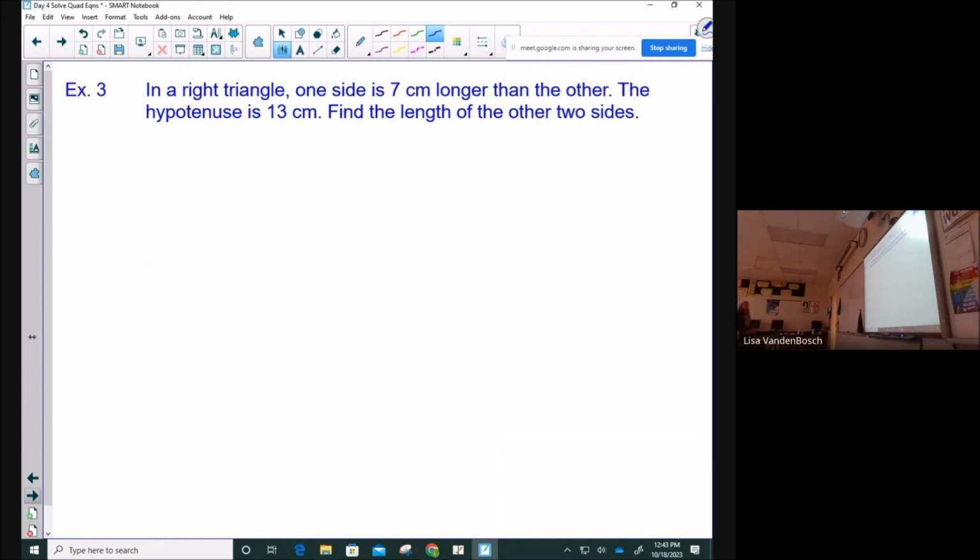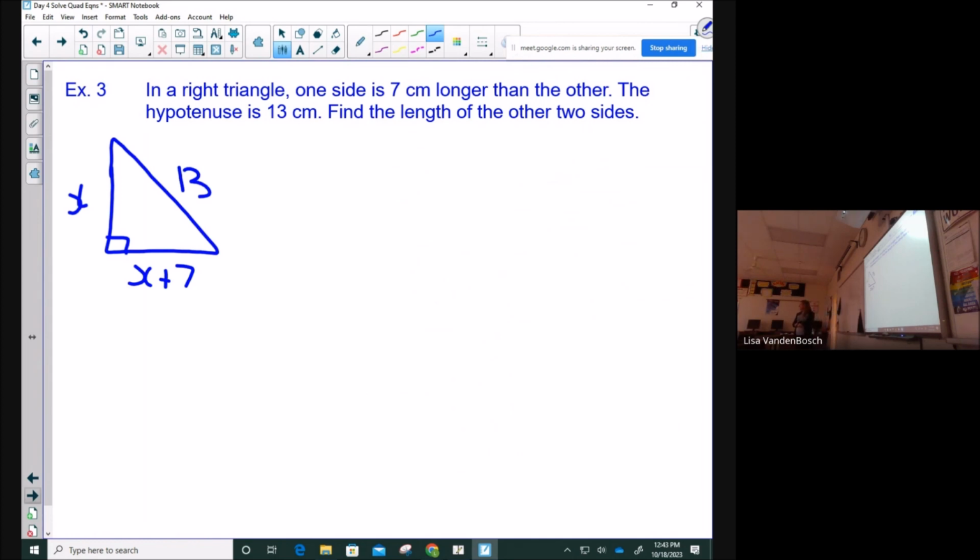Okay. In a right triangle, one side is 7 centimeters longer than the other. The hypotenuse is 13 centimeters. Find the length of the other two sides. Again, I'm a visual person, so I need to see this. Give me something we can put onto this right angle triangle. The hypotenuse is 13, okay? What else can we put on? X. It doesn't matter. There's my X. So this one is 7 centimeters longer, so X plus 7.